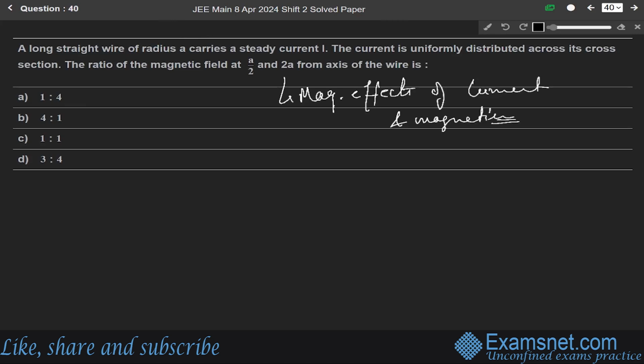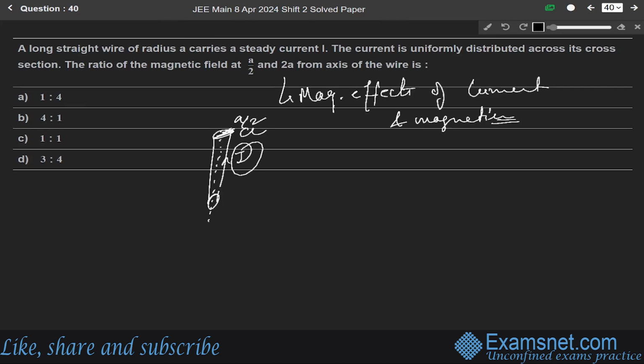Okay, so we are given a long straight wire of radius A, and it carries a steady current I. The current is uniformly distributed across its cross section. We need the ratio of the magnetic field at A by 2 and 2A from the axis of the wire.